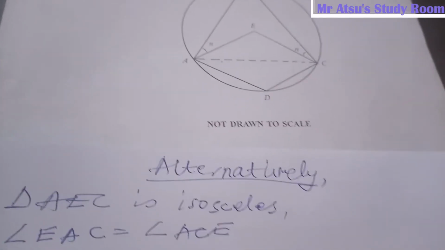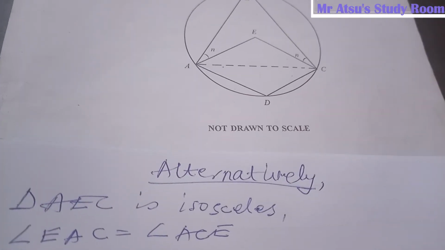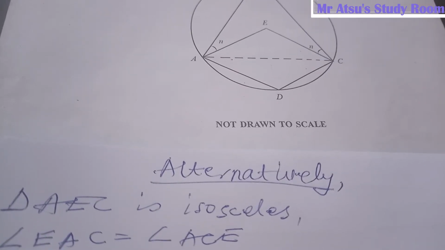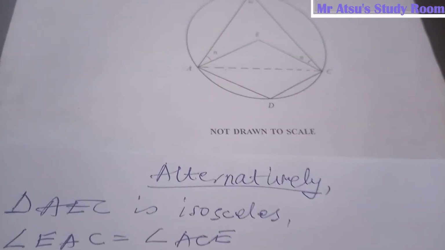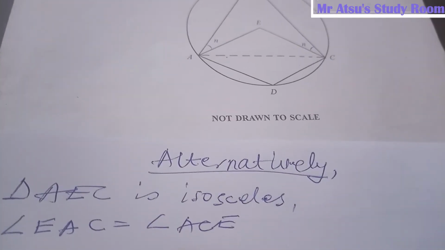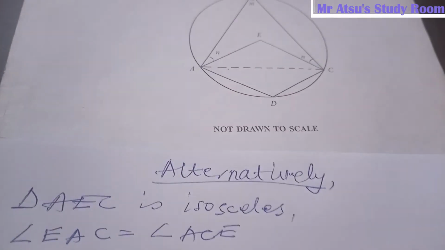Since we know angle AEC already, which is 2M, we can use that to find these two angles that are written here. So let's write that too.